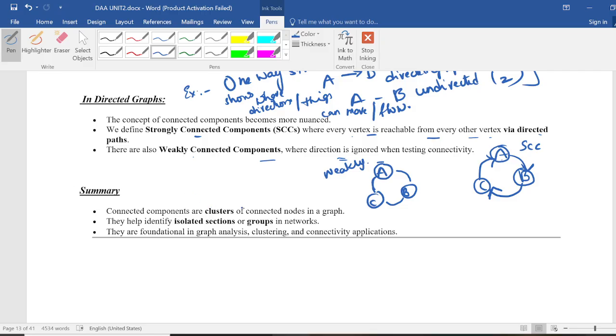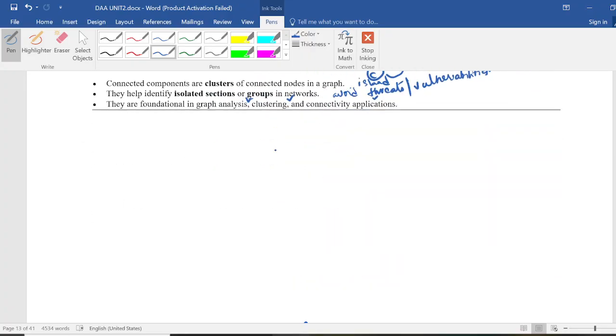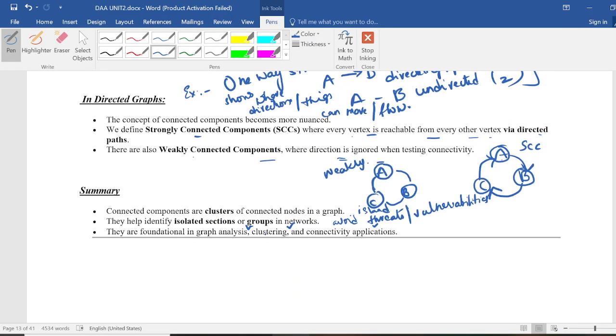So, summary: connected components are clusters of connected nodes in a graph, nothing but islands of the graph. They help identify isolated sections or groups in a network, avoiding threats. We can avoid threats or vulnerabilities. They are foundational in graph analysis, clustering, and connectivity applications. We have seen clustering of proteins or clustering of images, and so on. Connected components can be used in clustering of proteins in healthcare, images in image processing, etc. These connected components can be widely used. Thank you.